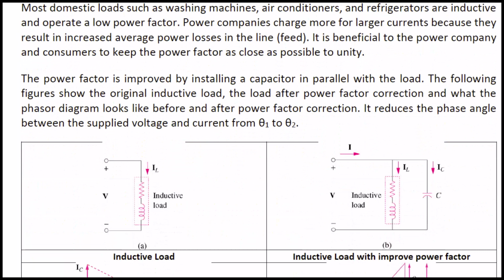Most domestic loads such as washing machines, air conditioners, refrigerators, etc. are inductive and have a low power factor. As we've already stated, the higher the power factor, the more efficiently the power company can deliver the average or real power to the load.